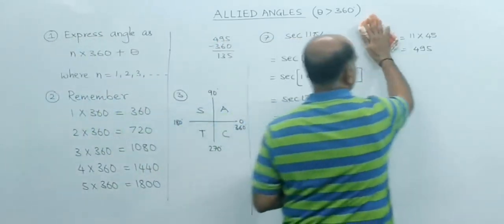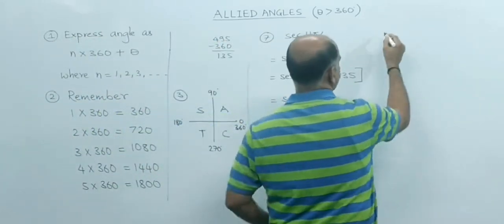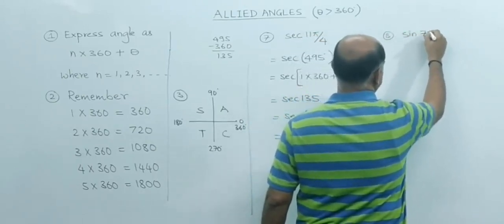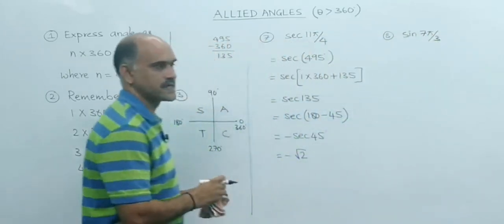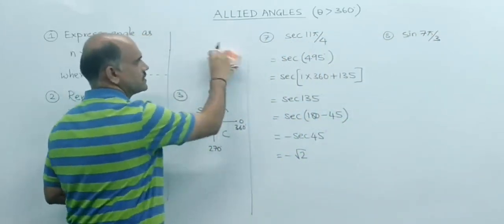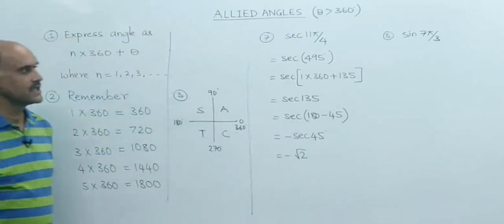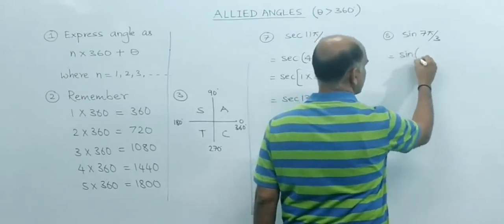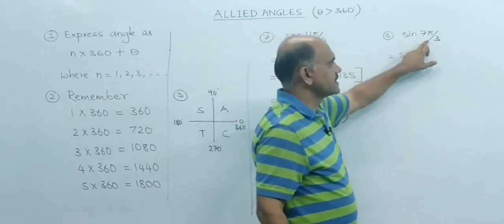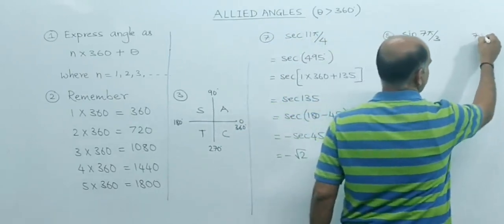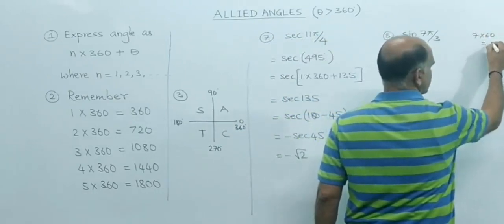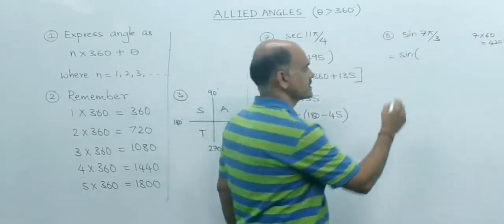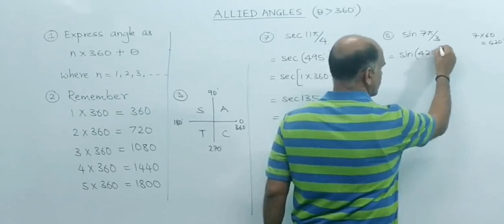Similarly, if I take the next, the eighth one, sine 7 pi by 3. Again, first you convert that radian into degree, it will be easy. Pi by 3 is 60, so this is 7 into 60. 7 into 60, you will have 420. So sine 420.